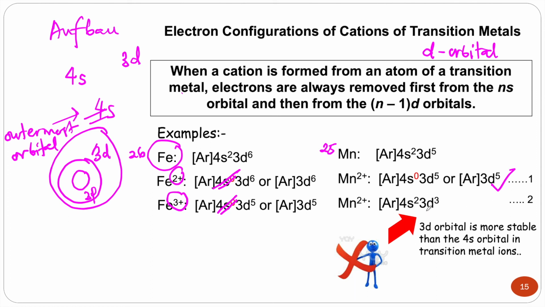While for this one, 4s2 3d3, you cannot write it like this because the 3d orbital is more stable than the 4s orbital. So this is wrong. So start with the outermost orbitals in order to remove the electrons, from the 4s, and then followed by the 3d.